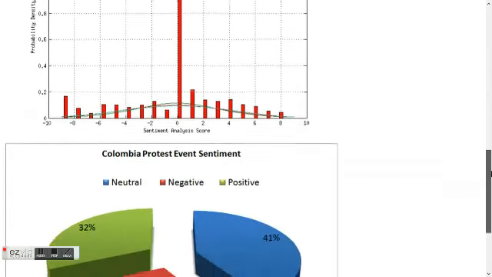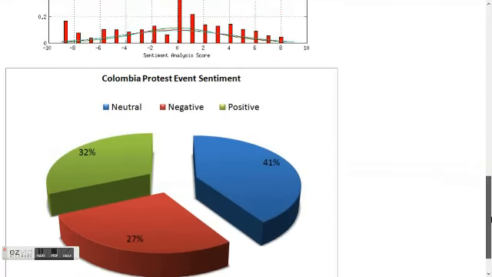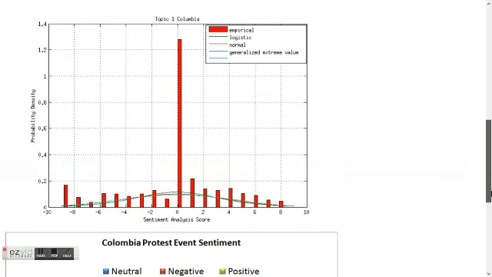On further scrolling down, we can see a pie chart. This pie chart is a percentage distribution of tweets as positive, negative, and neutral. There are a lot more neutral tweets in the dataset, which we can also see from the graph above, which have a sentiment analysis score of 0.